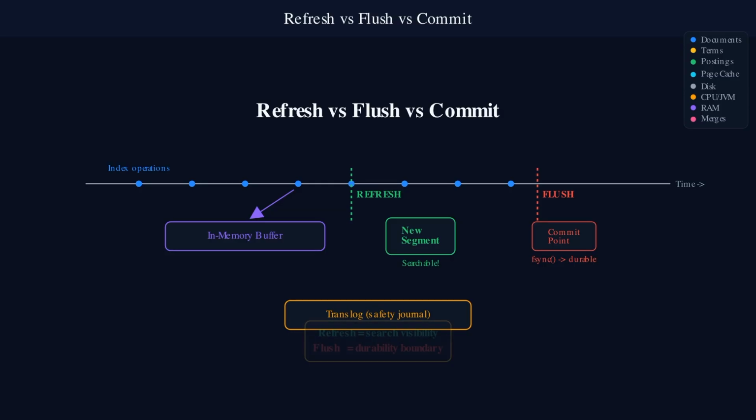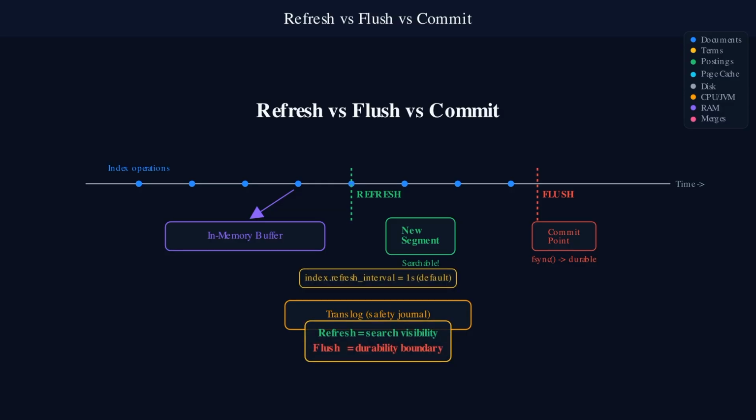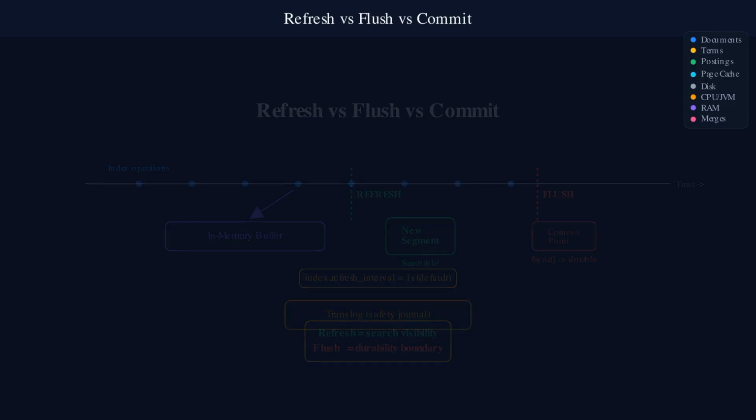A flush is a heavier operation. It triggers a Lucene commit, which writes a commit point, ensuring segments are durably persisted via an fsync system call. It also rolls over the transaction log, called the translog. The translog is like a safety journal. Every indexing operation is written to the translog first. If the node crashes before a flush, Elasticsearch replays the translog on startup to recover any uncommitted operations. So remember, refresh equals search visibility, flush equals durability boundary.